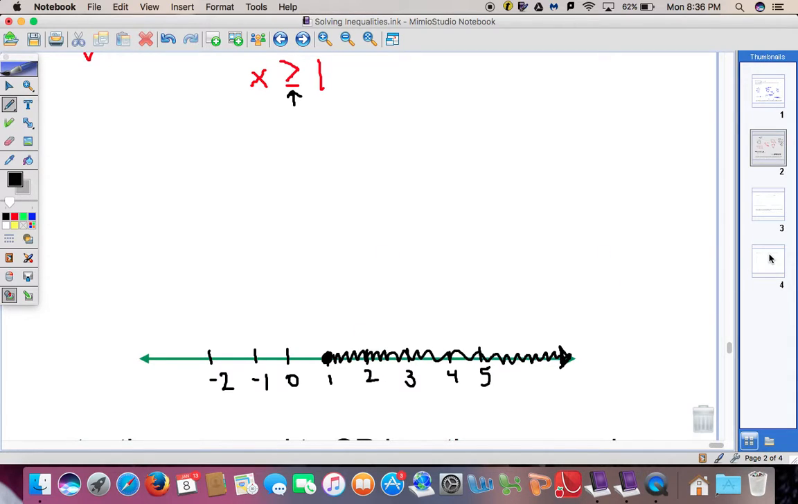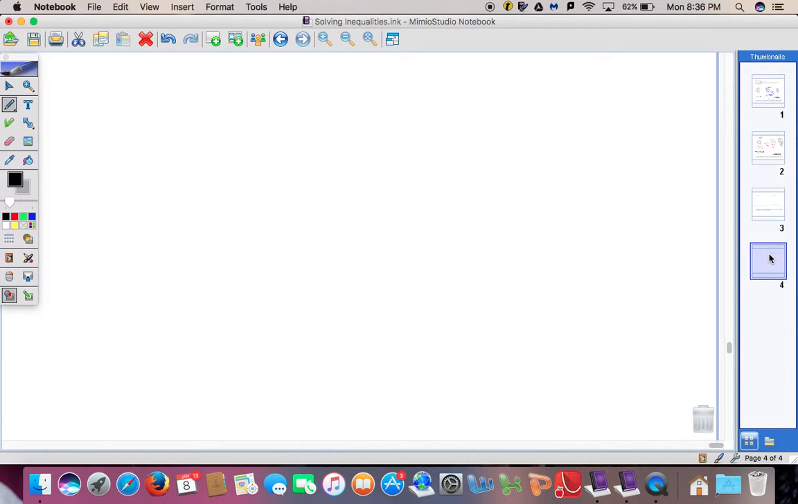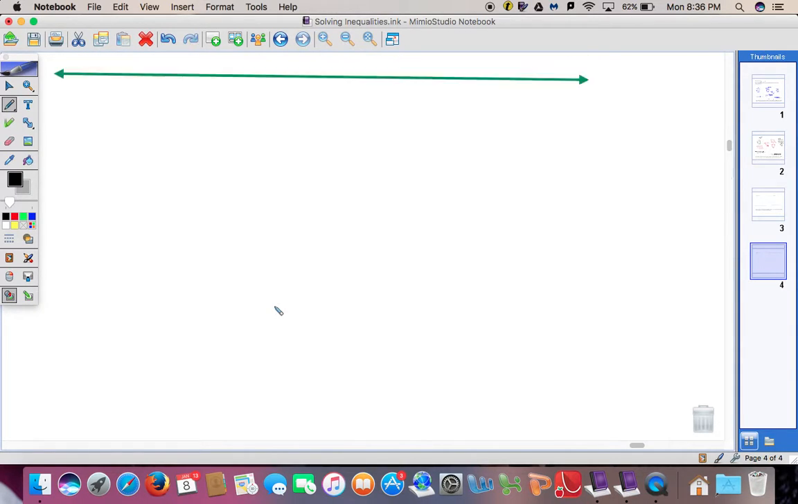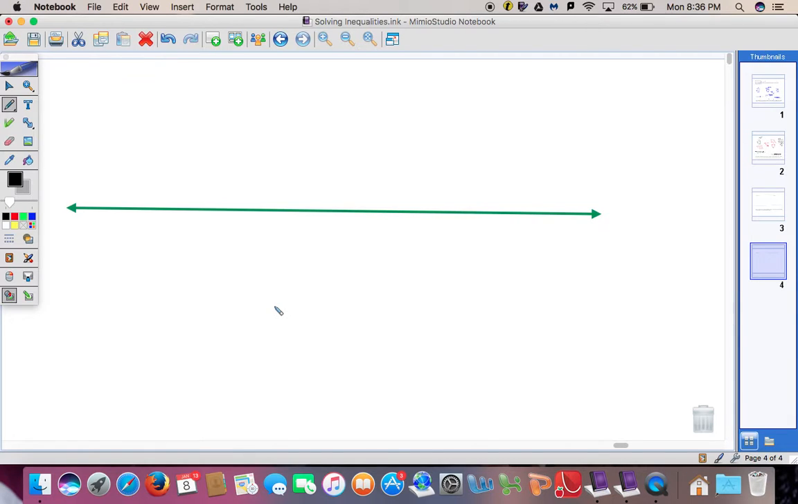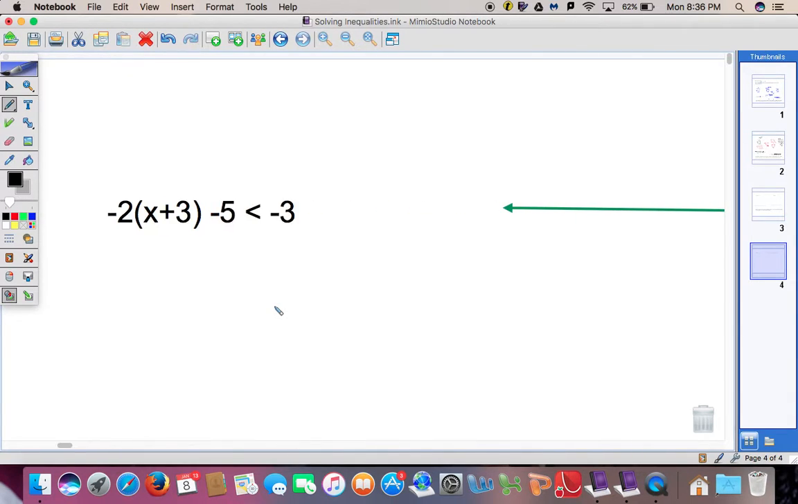Okay, so let's look at this next page. Here we go. So now we're going to get into something that's a little bit different. Okay, let me zoom out.